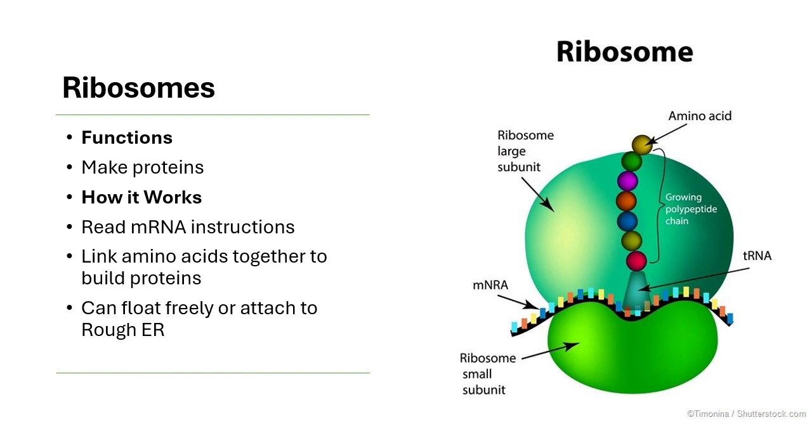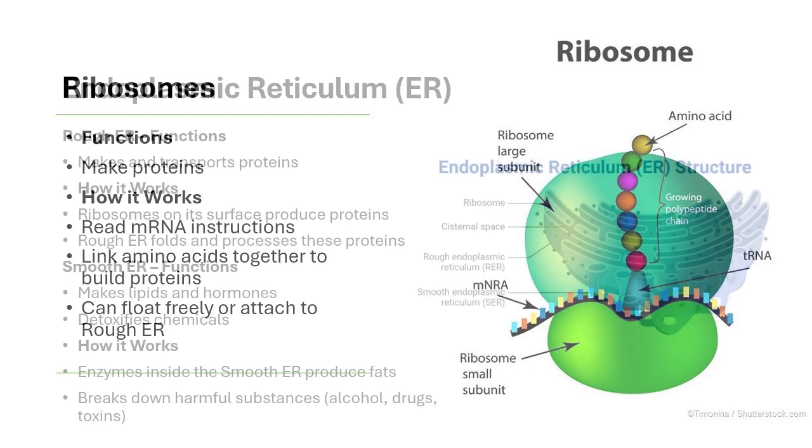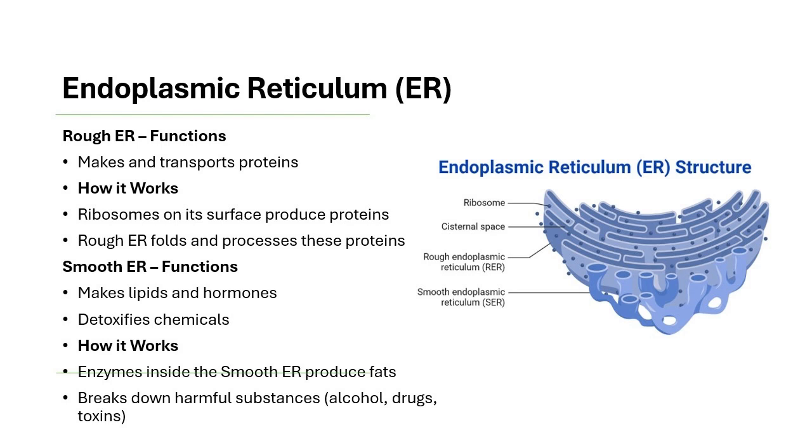Ribosomes. Ribosomes are responsible for building proteins inside the cell. They read the instructions sent from the nucleus and join amino acids together to form proteins. Some ribosomes float freely in the cytoplasm, while others attach to the rough ER. No matter where they are, ribosomes play a major role in making the proteins that the cell needs for structure and function. Endoplasmic reticulum. The endoplasmic reticulum, or ER, is a major manufacturing system inside the cell.